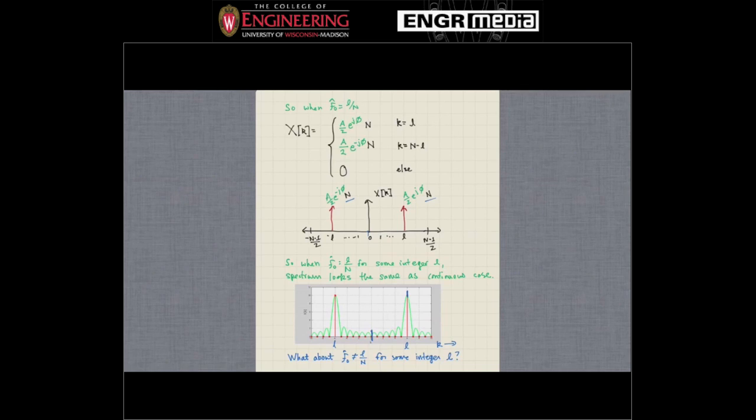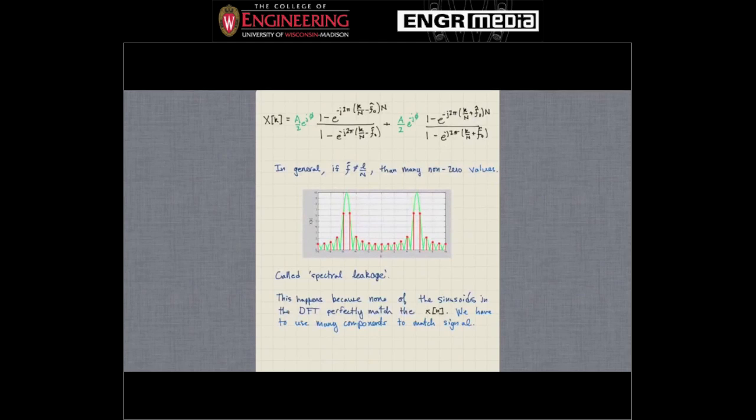So again, L tells us the digital frequency. One thing we glossed over here was what happens if f hat is not this integer multiple. And then we run into something called spectral leakage. I'm showing this picture on the screen, and you can see this green plot in the background. That's going to make more sense on the next page. For now, what we've seen is that when f naught hat is equal to L over n for some integer L, then the spectrum looks exactly like it did for the continuous time signal.